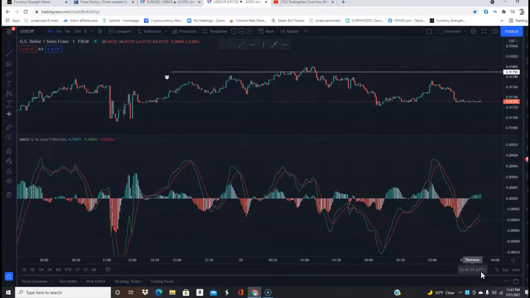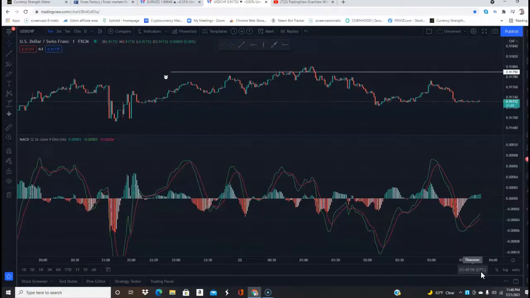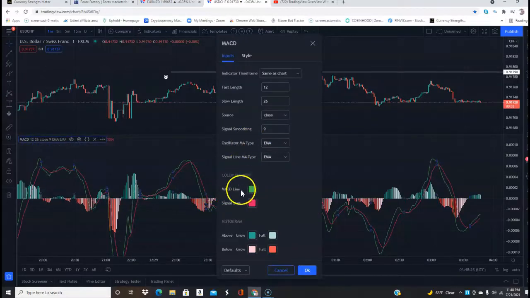The MACD is calculated by subtracting the 26 period exponential moving average, or EMA, from the 12 period EMA. The result of that calculation is going to give you the MACD line. Now if you go here to settings, you're going to see that I have the MACD line as green, and the signal line as a hot pink. This is just how I have it for me. So the MACD line is green and the signal line is pink.